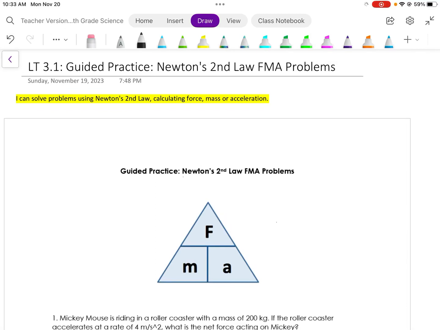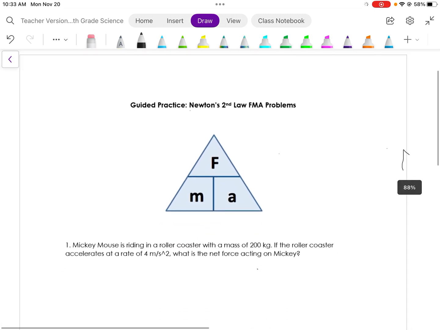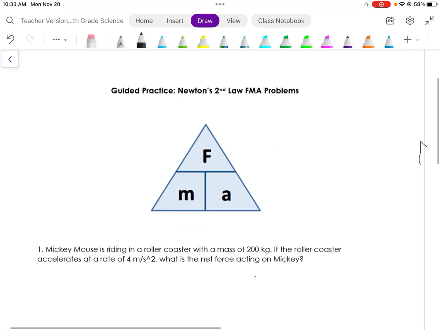It is Miss Lawyer, and if you are working on Learning Target 3.1, the guided practice, you have found the video. So this goes with our Learning Target: I can solve problems using Newton's second law, calculating force, mass, or acceleration. So when we talk about Newton's second law, we know that force is equal to the mass times acceleration.